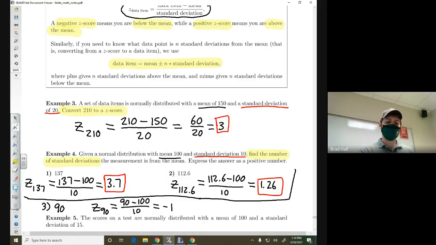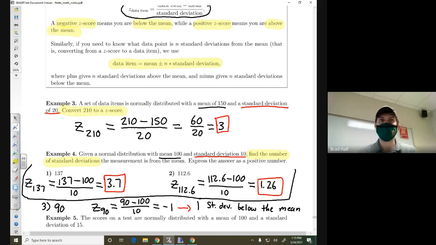Because the way they word it, it's kind of sneaky: how many standard deviations are you from the mean? They're asking about standard deviation, and standard deviation cannot be negative. The z-score and the standard deviation are very closely associated, but the way we interpret negative 1 as a z-score is that you are 1 standard deviation below the mean, because the negative tells us below. So really, this is one standard deviation below the mean.